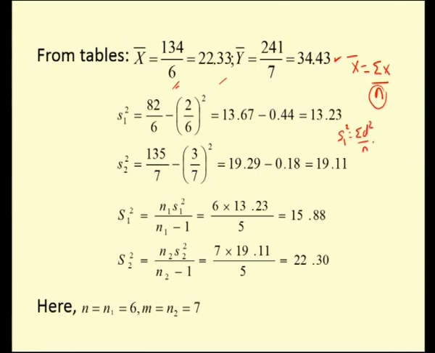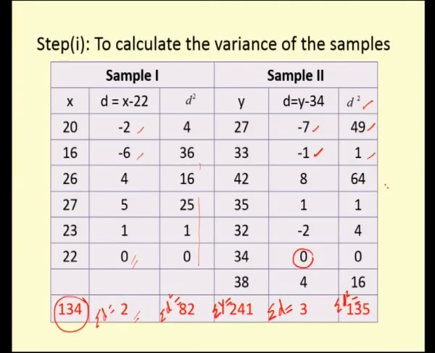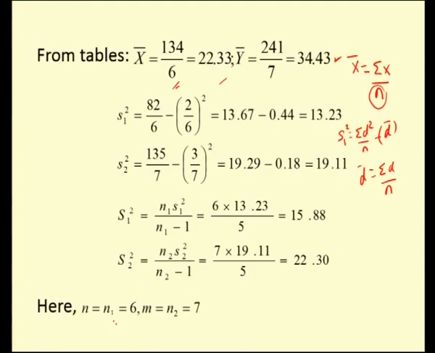Now you have to estimate the sample variances. The sample variance is summation of d squared by n minus d bar squared, where d bar is summation of d divided by n. Go to the previous table. Here you have summation of d equal to 2, and the sample size for method 1 is 6.